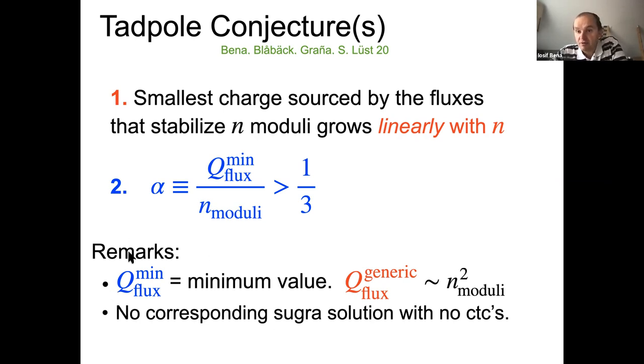Also there's a caveat: for all these calculations which we showed, there's no corresponding supergravity solution. Nobody checked that the solution doesn't have any closed timelike curves or anything. This is just based on effective field theory and Calabi-Yaus and putting some fluxes and making sure that everything makes sense. So with that, things can actually be even worse. Maybe things grow more than linearly, but we don't know.